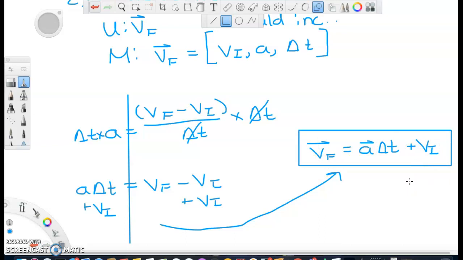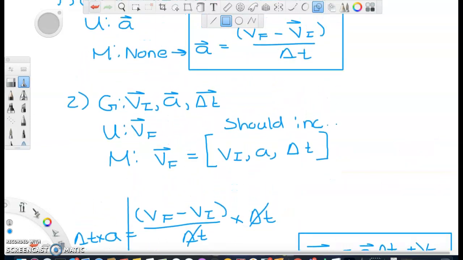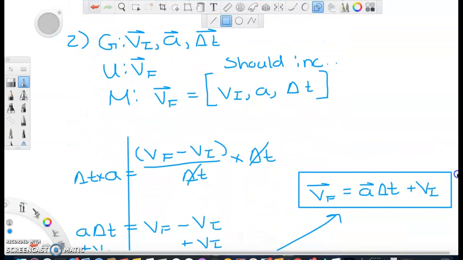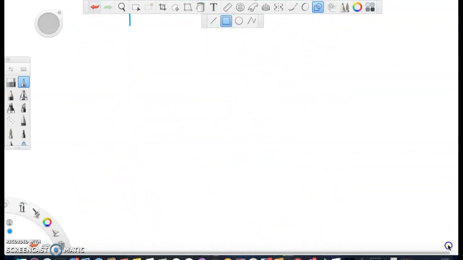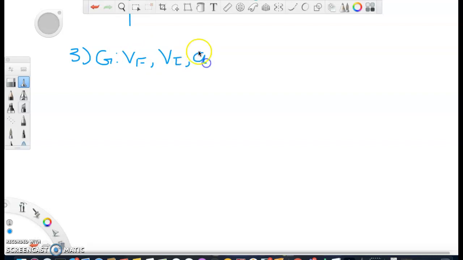All right, so up to this point, we have three essential equations. We have the acceleration equation, and now we have this equation for final velocity. The next one that I want to go over is number 3: what happens if we're given information on everything except the change in time? So for 3 here, our givens are the final velocity, v final, the initial velocity, v initial, as well as the acceleration, a.